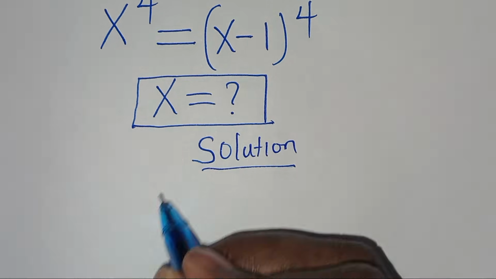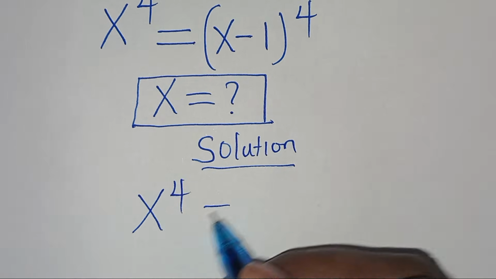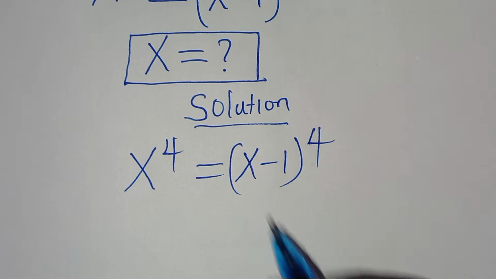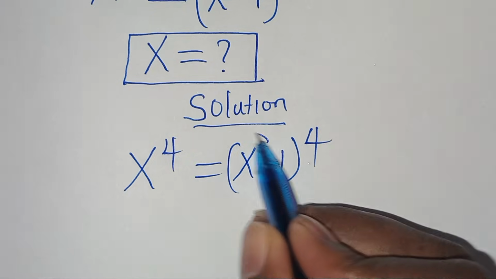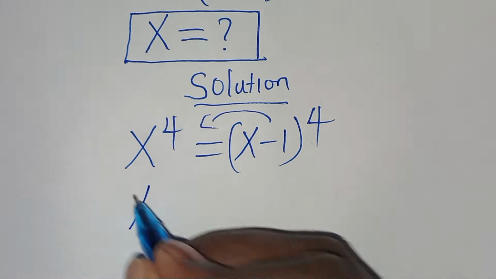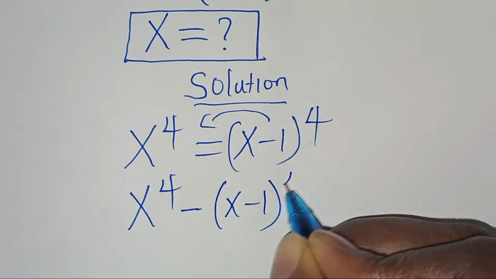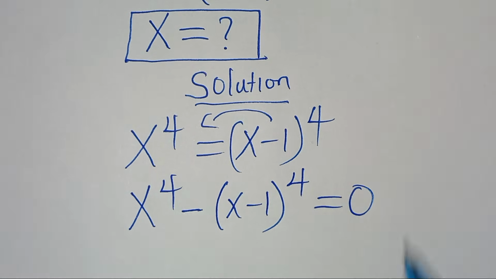So we have x to the power of 4 equal to (x minus 1) to the power of 4. Let's take (x minus 1) to the power of 4 to the left hand side so that we have x to the power of 4 subtract (x minus 1) to the power of 4 equal to 0.